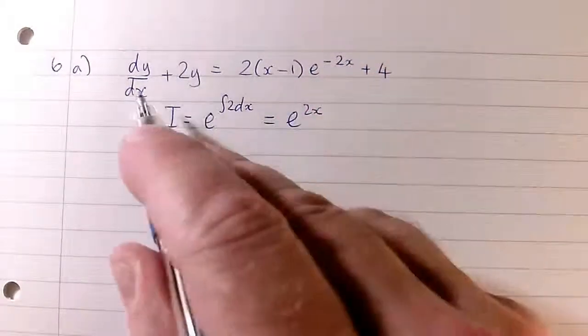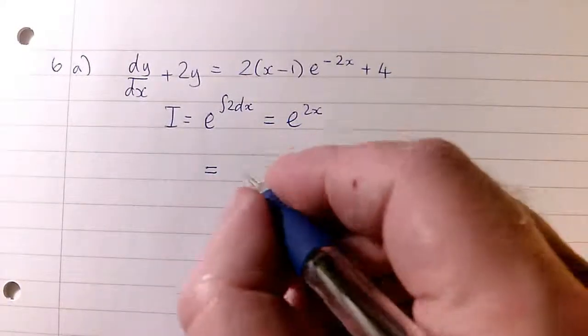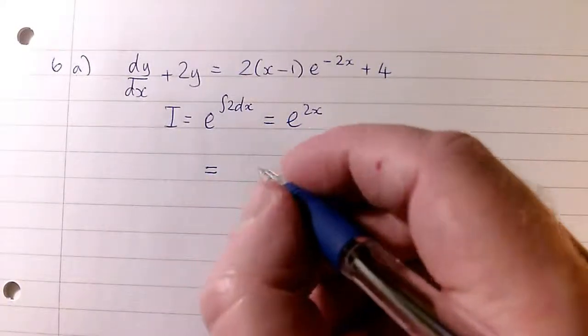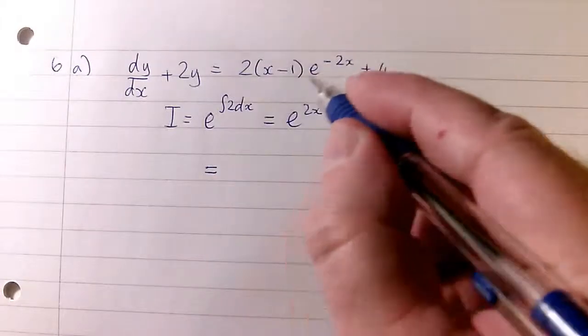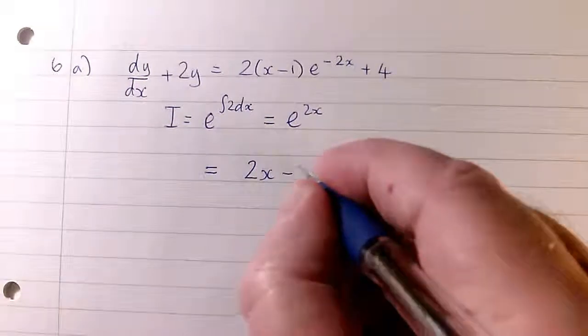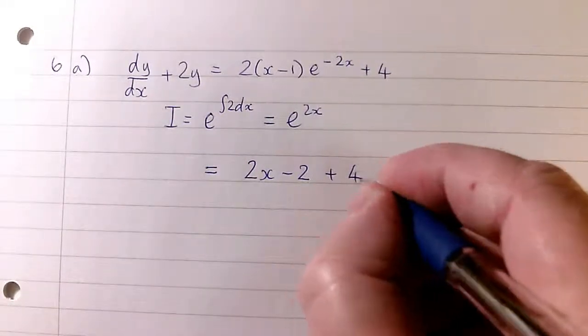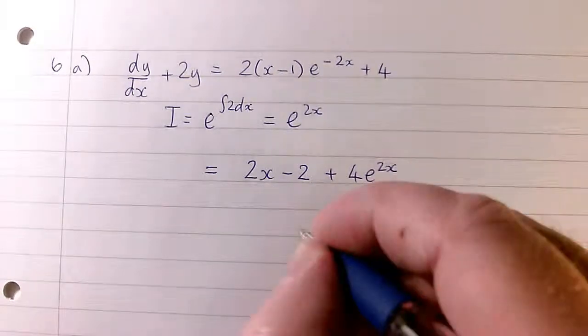Okay, so that means we're going to be multiplying the whole equation through by e to the 2x. So for this bit here, it's just going to make that e to the minus 2x vanish. So I'm going to get 2x minus 2. You can leave 2 outside the bracket if you want to. And then I'm going to get 4, multiplied by the e to the 2x. So that's the right-hand side.